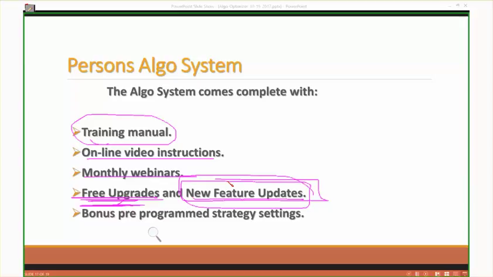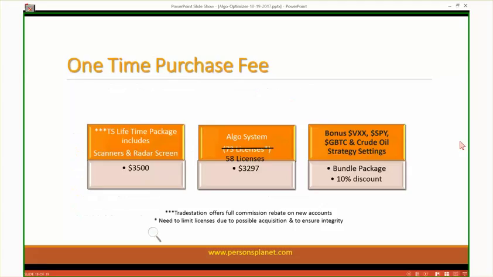But also, we've offered bonus pre-programmed trading strategy settings. In the past, one of the things that we offered people was the VIX strategy, the Spider strategy, the Bitcoin strategy, which is still a product in the making, but our crude oil strategy settings, which I want to give all my clients first, and offer that.